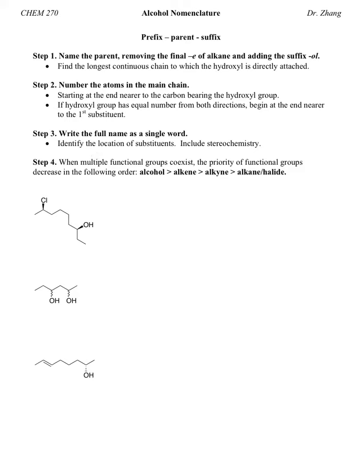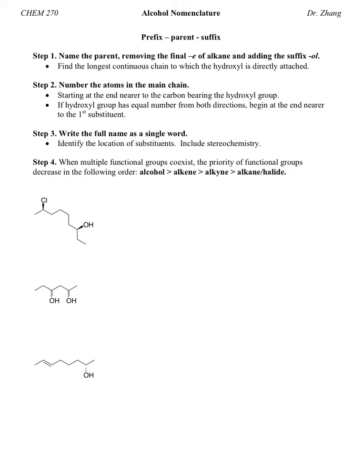By now, we've learned a number of functional groups, and often in a molecule you would see more than one functional group. Under those circumstances, we need to follow a priority rule, and the alcohol is of the highest priority among the functional groups we have learned, followed by alkene, alkyne, and the alkyl halide. Now we're going to look at a couple of examples to apply these steps and rules to name an alcohol.